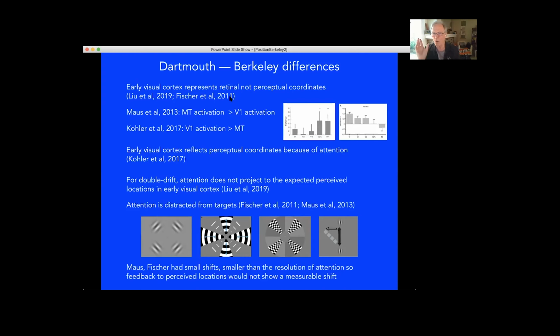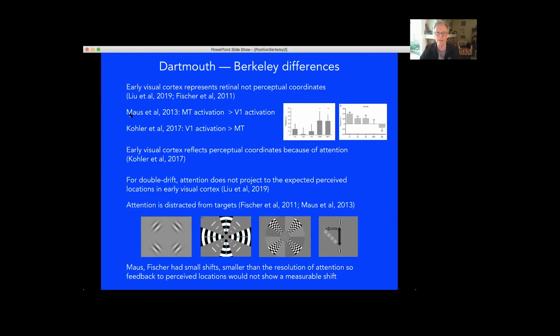Remember that we're thinking that perceived location should feed back to V1. So how is it that Fisher et al. didn't find top-down effects in V1 in 2011 and made pretty much the same claim that we did, that visual cortex is bottom up and perceptual coordinates are later? We'll get back to that in a moment.